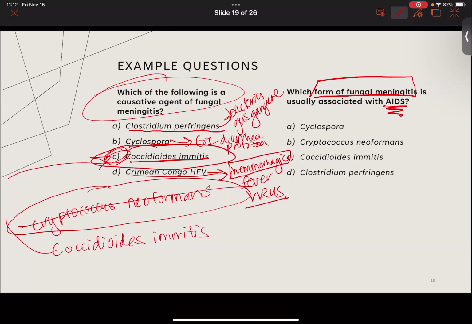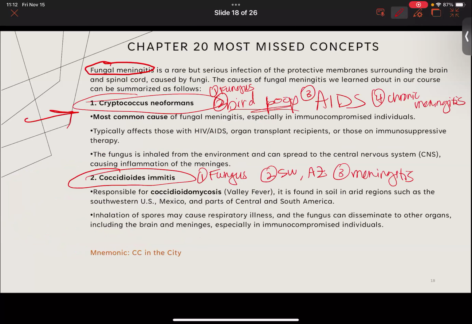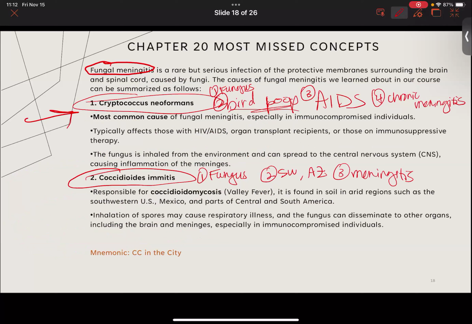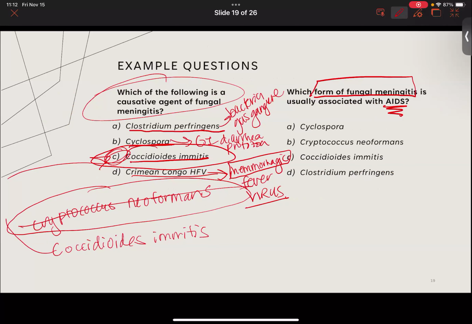All right, which form of fungal meningitis is usually associated with AIDS? So remember when we first started this discussion over here, and I said fungus, bird poop, AIDS, chronic meningitis. So that's our Cryptococcus neoformans up here on number one. So we're looking for that. Here it is. Now remember, Cyclospora, protozoa. We just said that. Clostridium perfringens, bacteria, gas gangrene. And then Coccidioides immitis was a previous question. It is fungal. So we did tick this box, but is it associated with AIDS? No. So Cryptococcus neoformans, bird poop and AIDS.